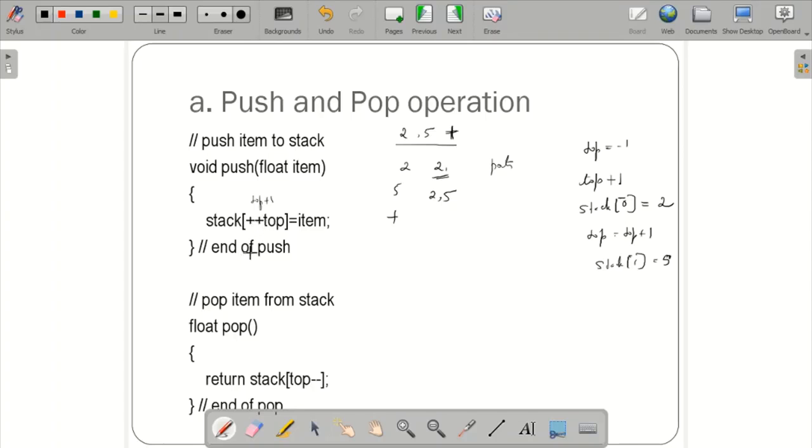In push, first you increment the top, then in stack of top you place the element. Top is equal to top plus 1, then stack of top gets the element. So the same thing happens over here.